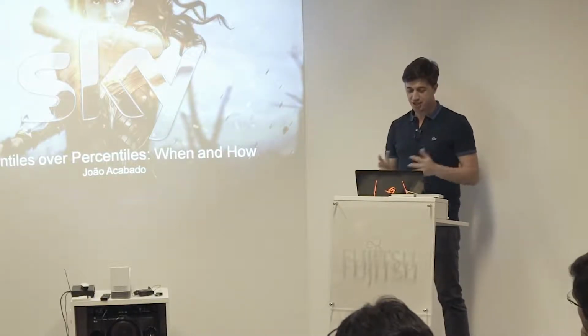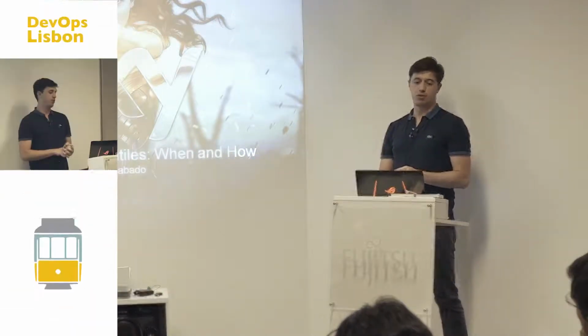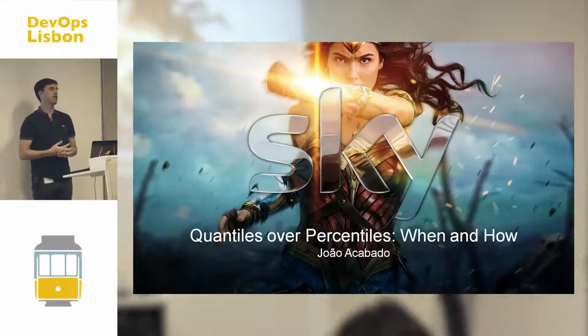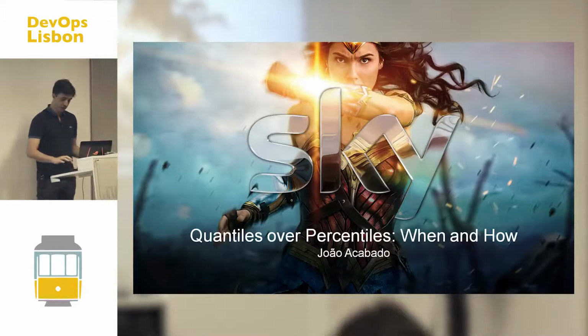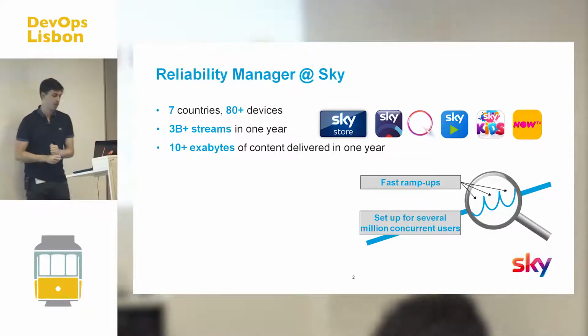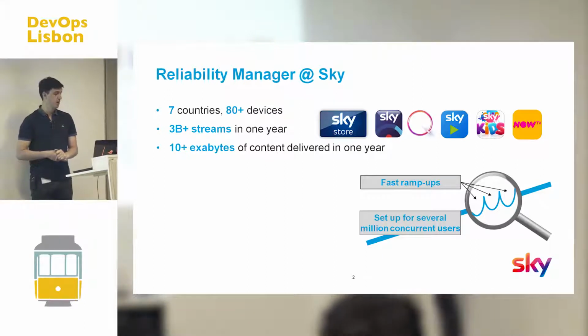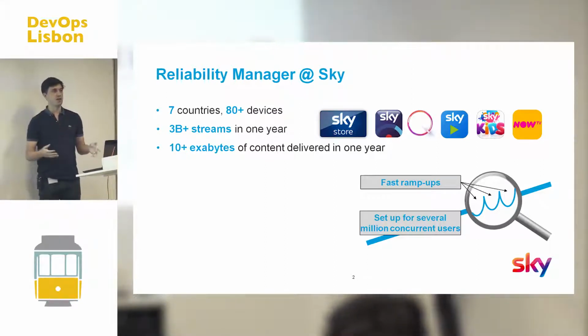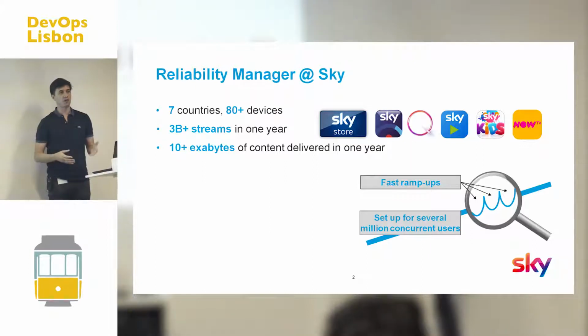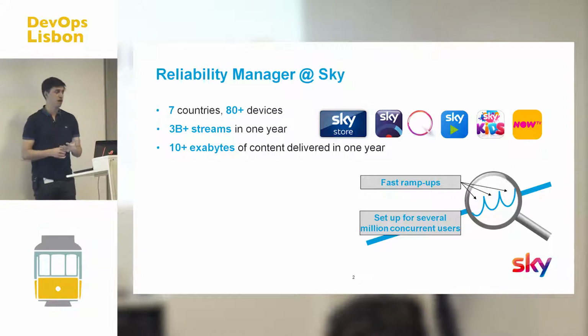It's a great audience. So today I'm going to talk you through how quantiles and percentiles can help us measure service performance. So first, a bit of context where this work was developed. I work as a reliability manager at Sky. Sky is mostly known as a broadcasting company. You might know Sky Sports or Sky News. Sky also manages its own broadcast and OTT video platform.